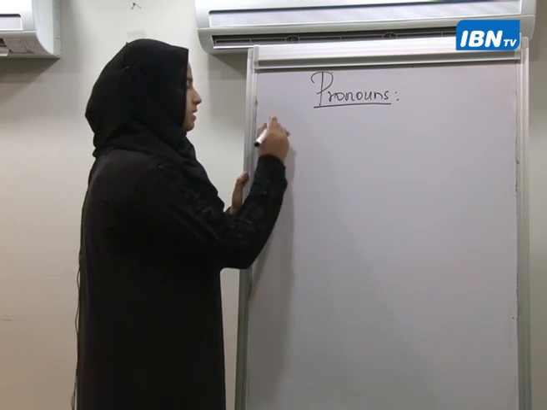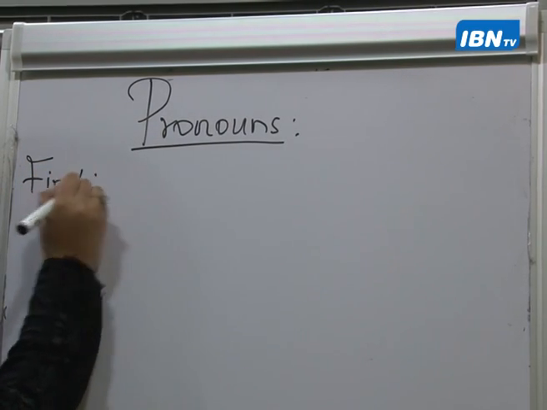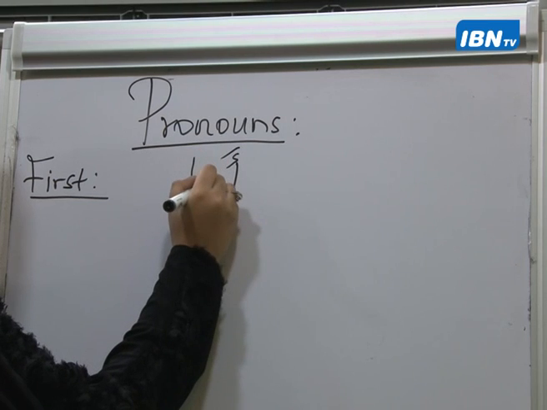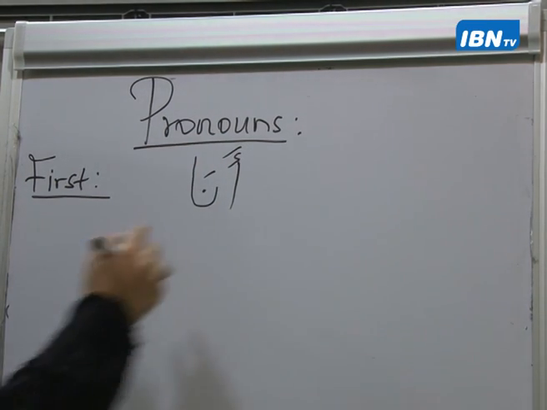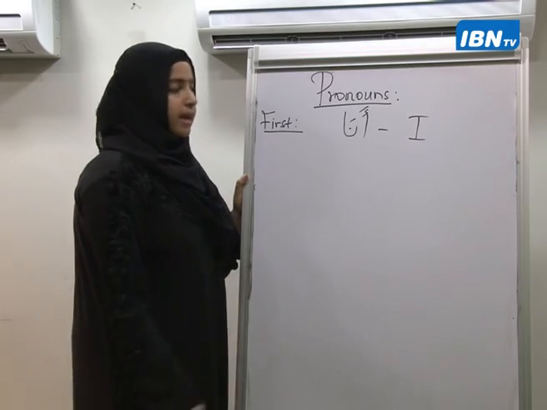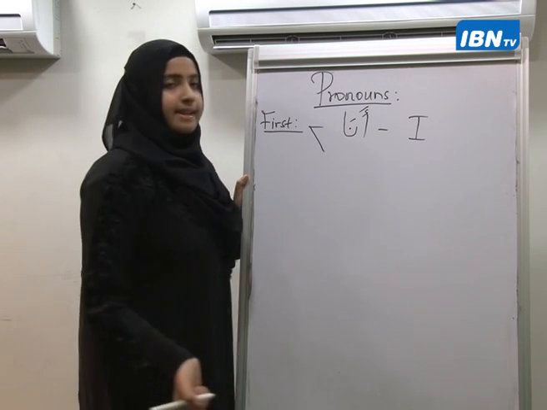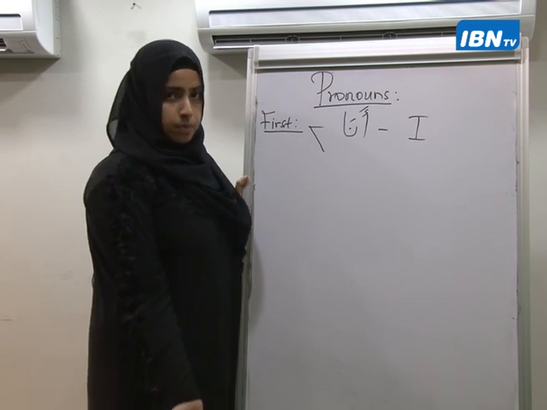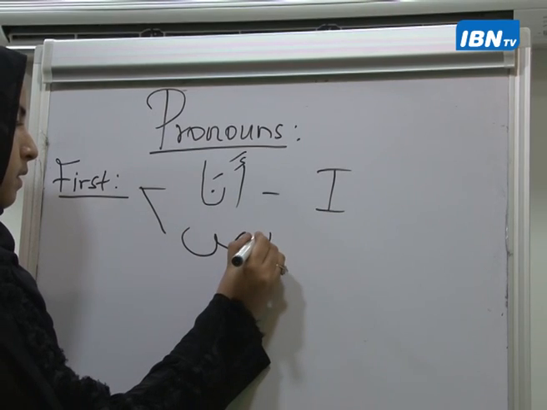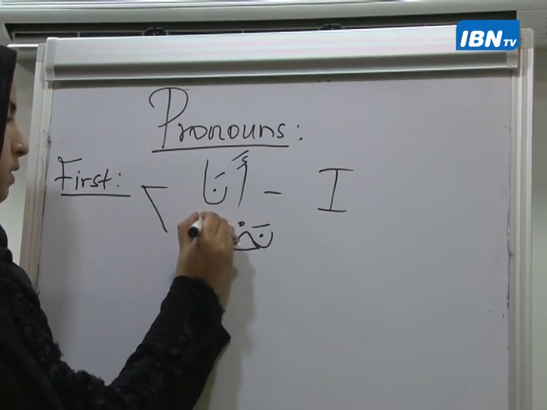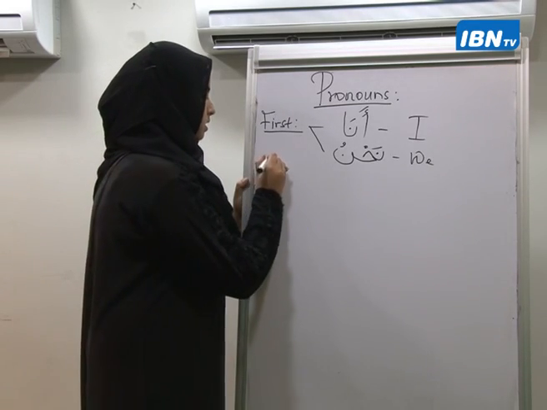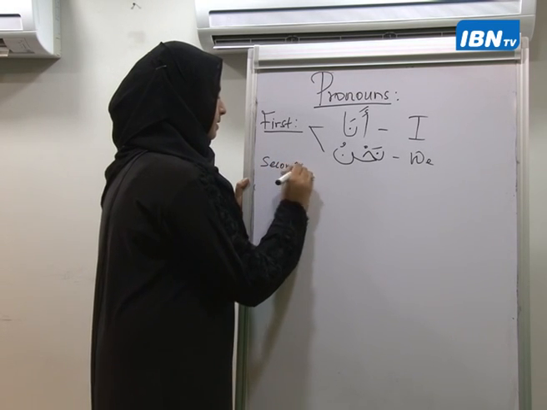So we'll start with the first person. The first person pronoun we have is ana. Ana means I, which is first person singular. And the second one is first person plural, which is we, that is nahnu. We say nahnu, we, in Arabic. And then we have the second person, that was first person, this is second person.